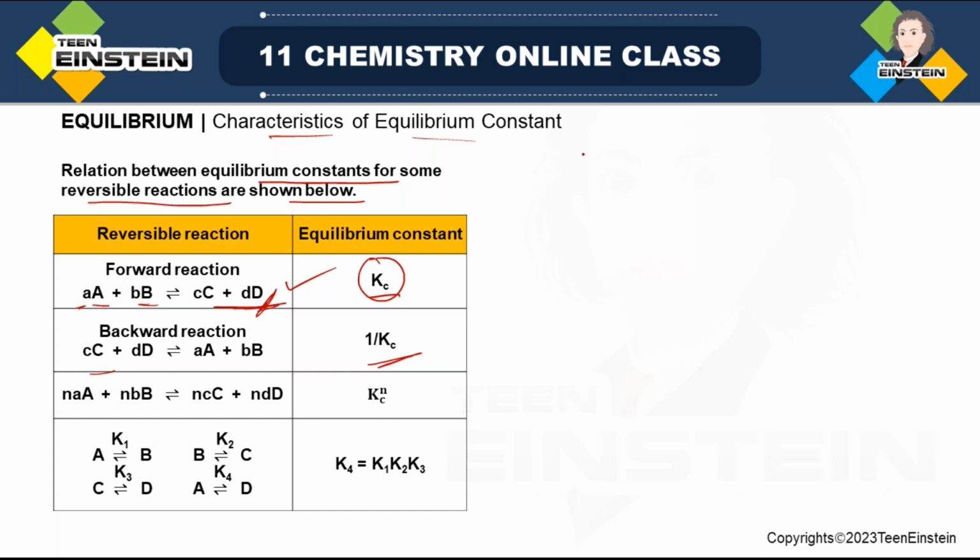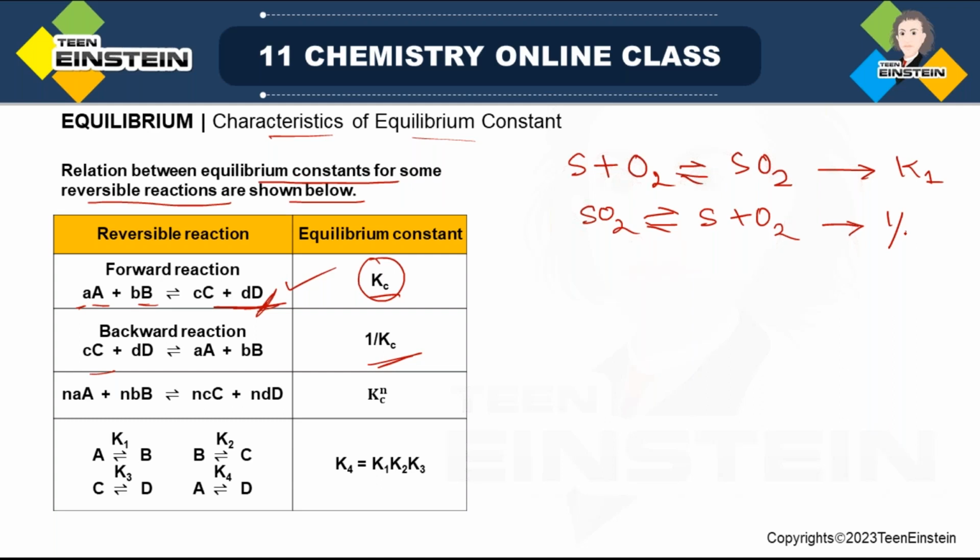If we take an example, suppose from sulfur and oxygen I am producing SO2. For this reaction the value of Kc is K1. Now if you reverse the equation and want to know the value of the equilibrium constant, just invert it. So now it will be 1 by K1. That is mentioned in this table.